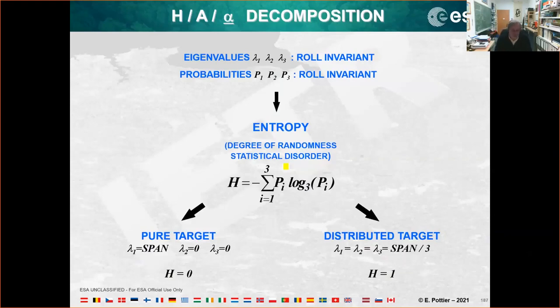So what does it mean from a stability point of view? If I have only one scattering mechanism, it means that I shall have only one target, what we call a pure target, with a physical dimension equal to 5, no problem. On the contrary, when my entropy is very high, it means that inside my pixel, I have several scattering mechanisms. So I have a random scattering mechanism, and the entropy will be very high. So I absolutely need to apply my decomposition.